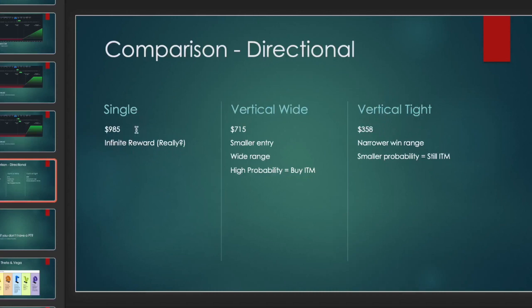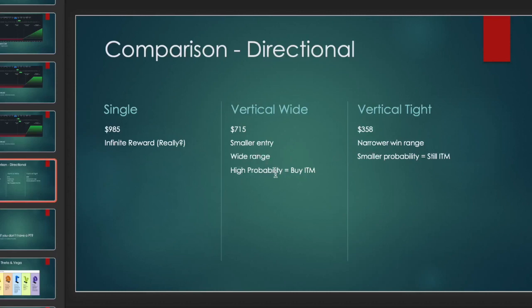The reward on the single was infinite, but really, was it really infinite? Not so sure about that. Not very likely. On the wide vertical, you have a smaller entry. We are able to bring that entry down closer to at the money, which makes it more probable, right? On the tight vertical, in exchange, we have this narrower range. So it's a smaller debit, but it's also a narrower range compared to the wide vertical, which has a wide range, right?